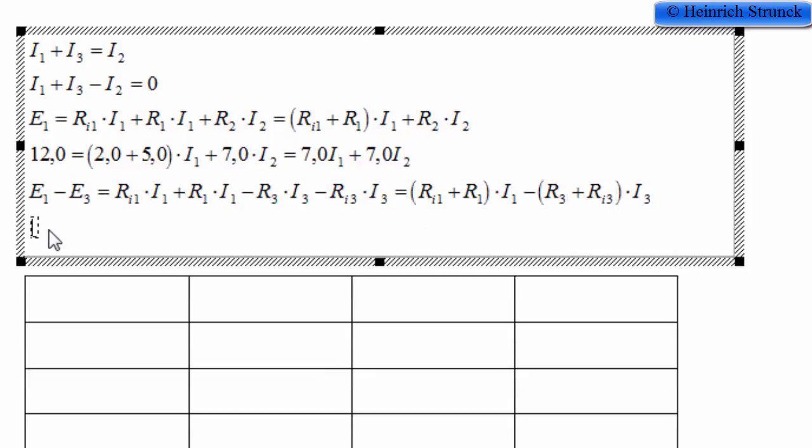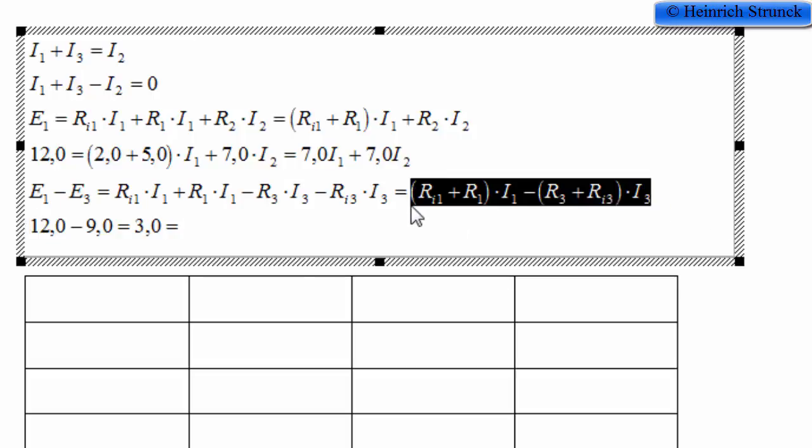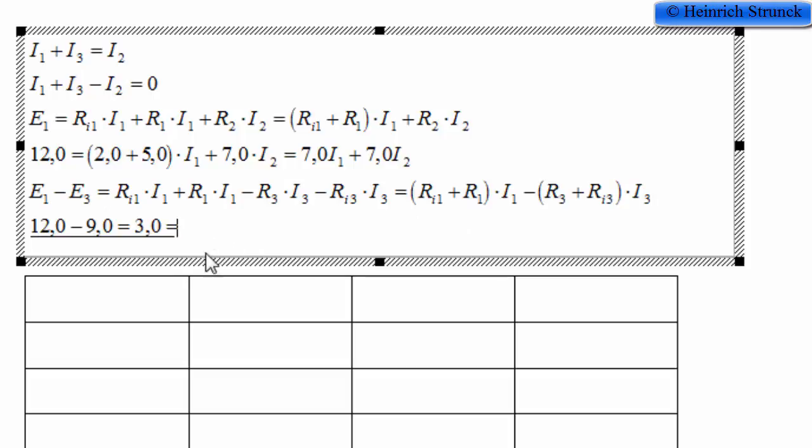We will now put in the numbers. E1 was 12.0 minus E3 was 9.0. That gives 3.0. That is also equal to this formula. Copy this one and put in the numbers for all the resistors.